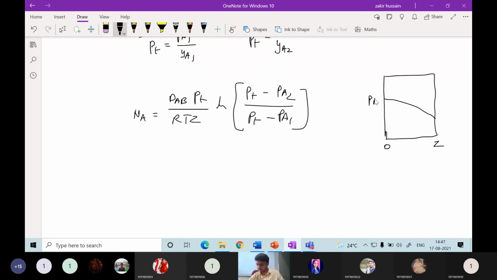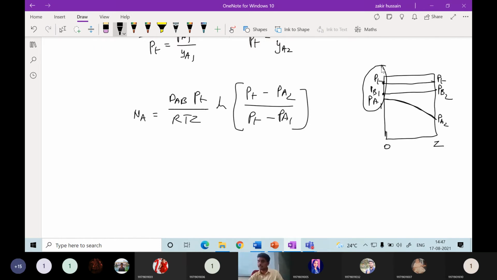That is, this is PA1, and this PA1 will be decreasing like this and approaching PA2. PB1 will start somewhat like this, and its partial pressure will increase like this, reaching PB2. In order to balance this partial pressure, the total pressure will remain constant. So PT will remain constant throughout the diffusion path.